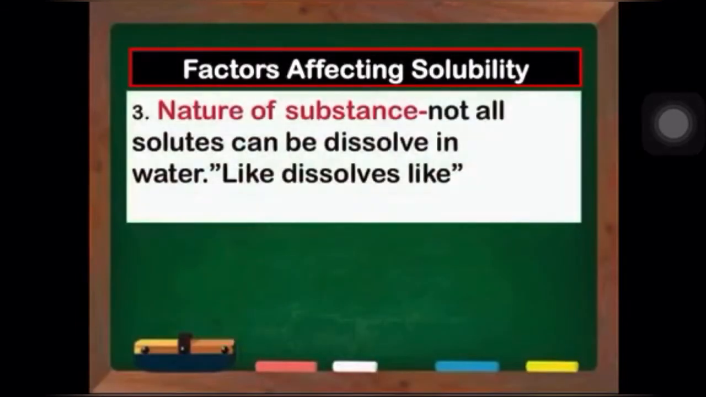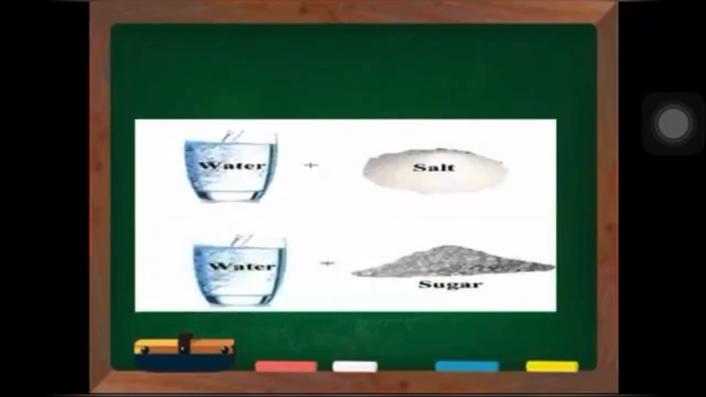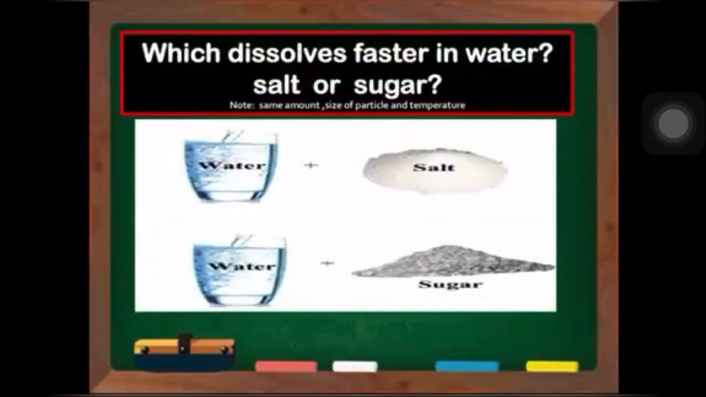The third factor is the nature of substance. Now, which dissolves faster in water? Salt or sugar? Note that salt and sugar are at the same amount, same size of particle, and same temperature of the solvent. The answer is sugar. But why?